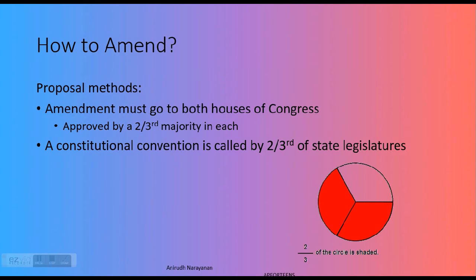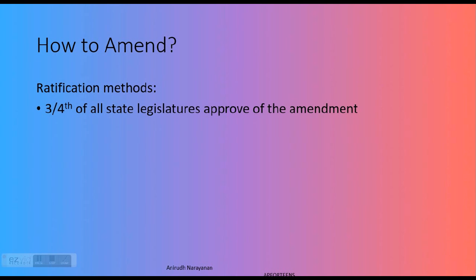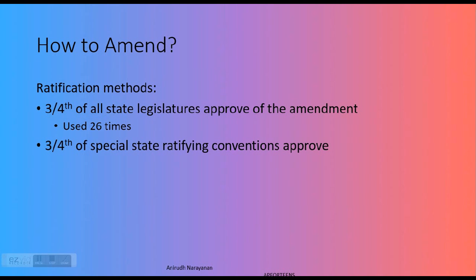So as you can see, two-thirds is a really important part of the proposal method. Now, however, ratification is a separate process, so after you propose the amendment, you've got to actually vote on it. So 3/4 of all state legislatures have to approve of the amendment. This method has been used 26 times, and there are 27 amendments. The other method is where 3/4 of special state ratifying conventions approve, and this has been used one time.